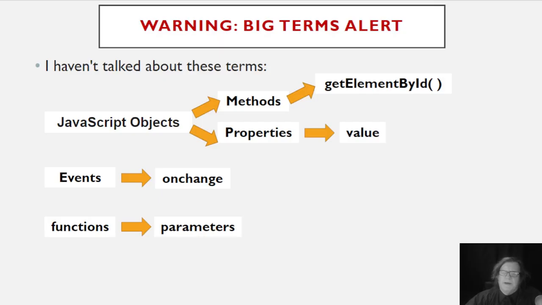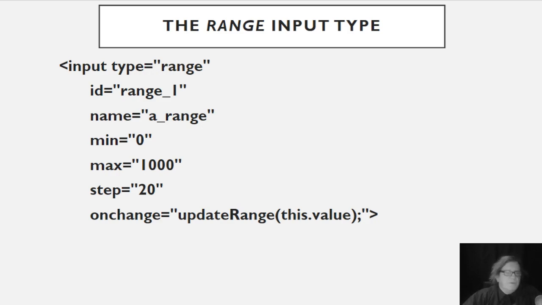I haven't talked about JavaScript objects and methods and properties of objects, and one in particular, getElementById, which you give the ID and it will bring back the element. I haven't really talked about events, and one in particular, onchange. Anytime this particular element changes, it triggers, and that trigger can be caught with an event handler. Nor functions in JavaScript and parameters in JavaScript. We'll look at those.